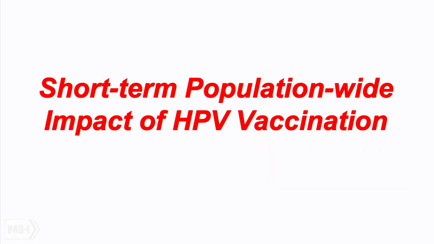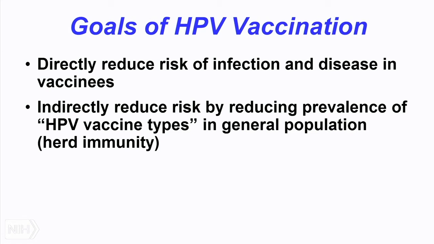What about the short-term population-wide impact of HPV vaccination? First, what are the goals of vaccination? I think of the goals as being twofold. First, it's to directly reduce the risk of infection and disease in the vaccinees. But second, to indirectly reduce the risk by reducing the prevalence of HPV vaccine types in the general population, or what's usually referred to as herd immunity. And I'm going to show you 3 slides from Australia, which was an early high adopter country.